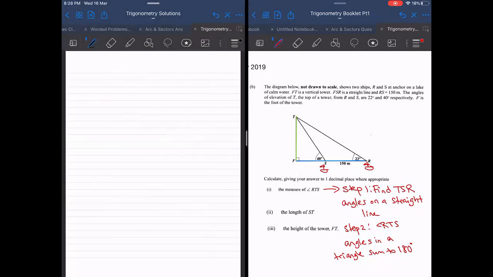Okay, so as I said, they asked us to find angle RTS. What does that mean? It means the angle at T in between R and S, right? So they're really asking us for that one up there.